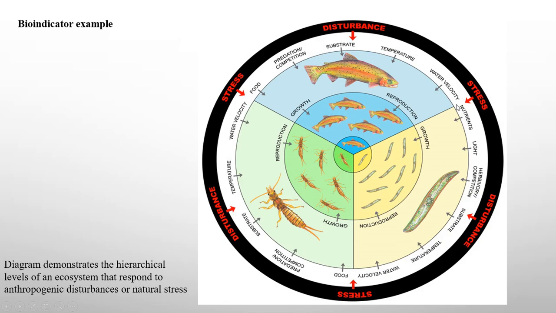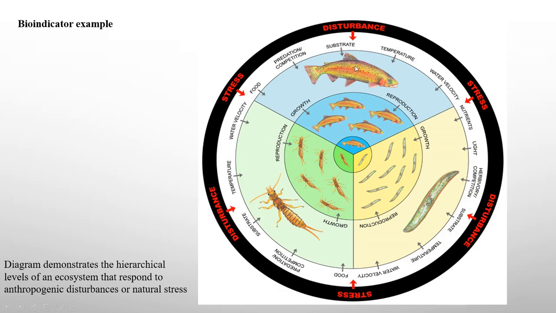This is an example of a particular aquatic environment where three different species of organisms are considered within a community. The outermost ring represents the stress or disturbance within that environment. Within that, the colored innermost ring represents the three individual species of organisms.